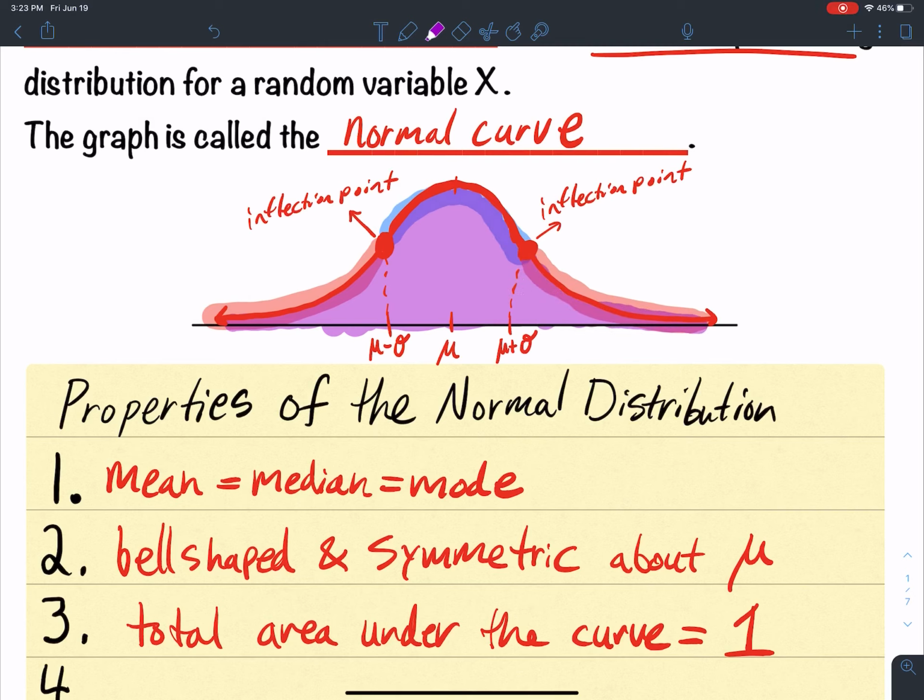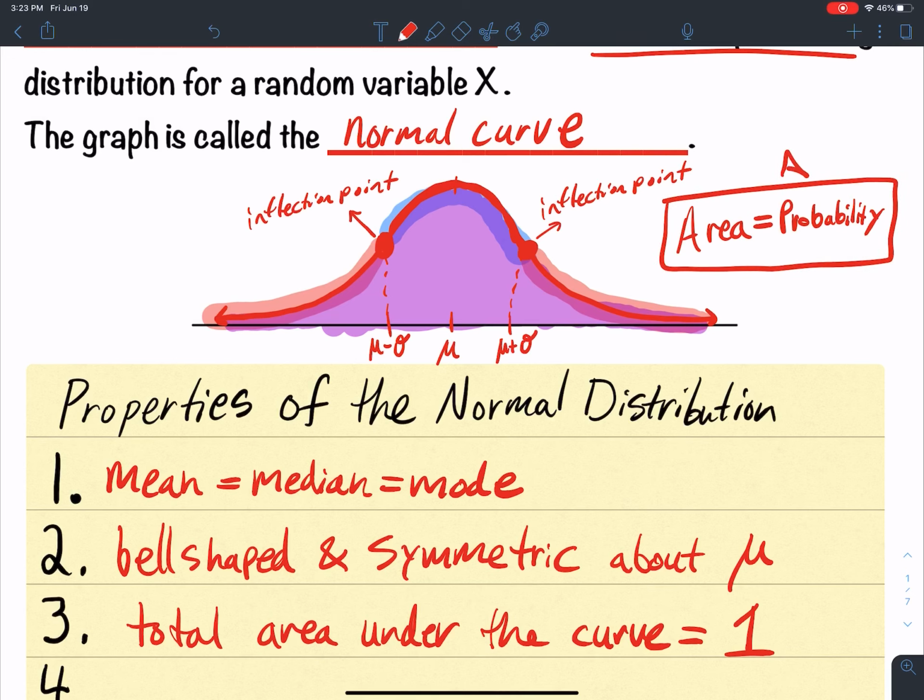So there's something I want you to start linking together from now on. Area is equal to probability. Okay? So whatever the area is, that's the probability. Area is equivalent to probability. All right? So that's what I want you to think of from now on. All the area under this normal curve is equal to 1, which means that of all the things that can happen, you're talking about 100%.